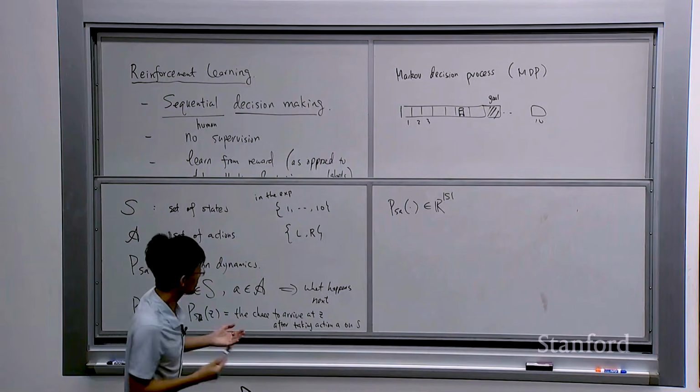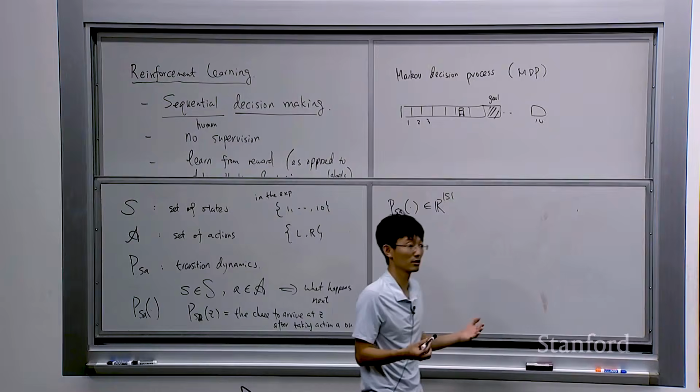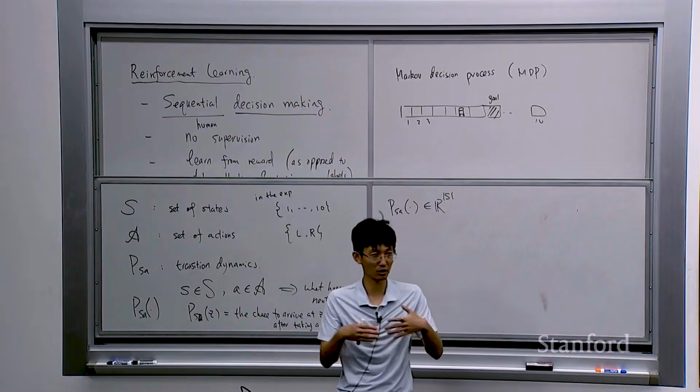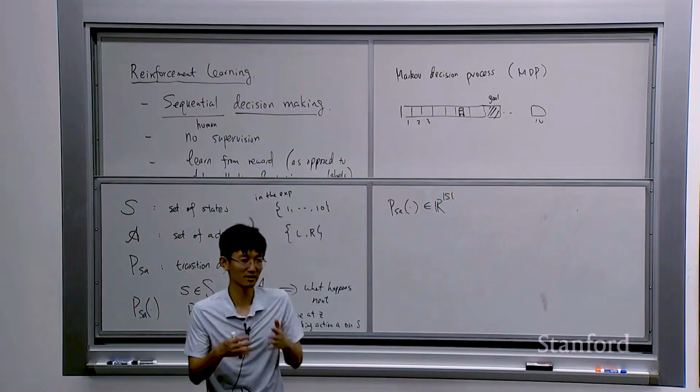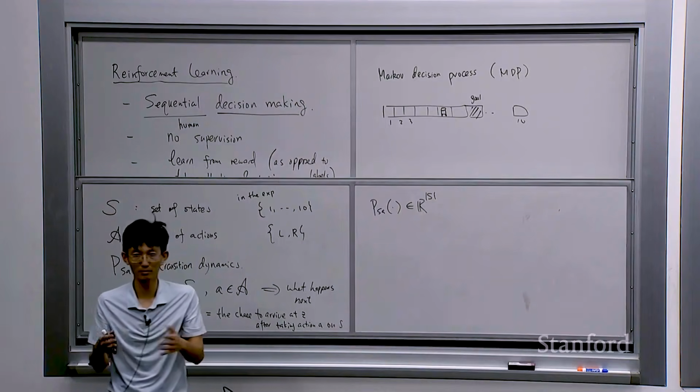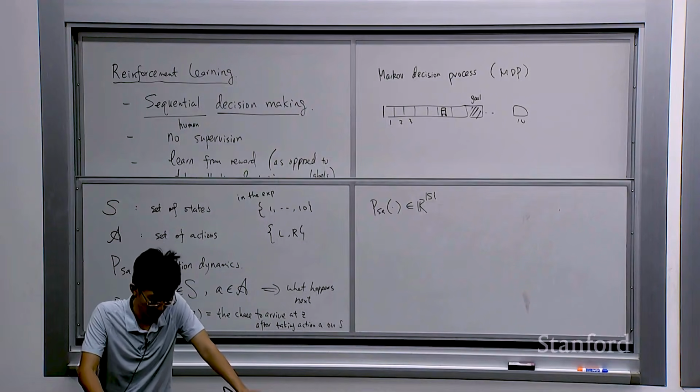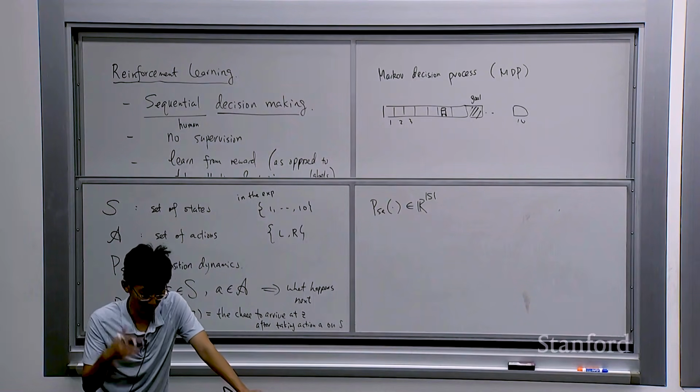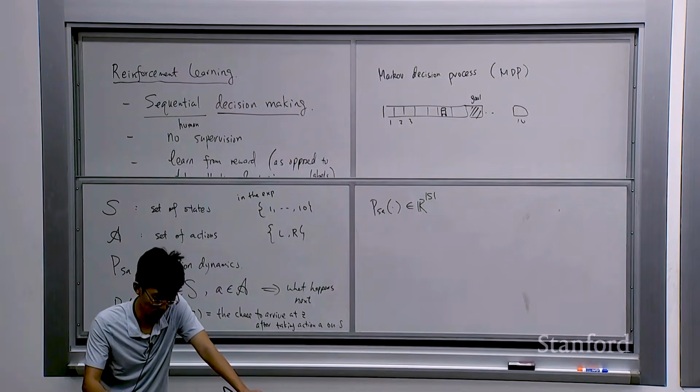Of course, in many cases, P_SA can be deterministic. You exactly know which is the next state you're going to arrive at. So in those cases, P_SA can just output exactly the S prime, the next state you want. But in many other cases, it's stochastic. Then it's a distribution.